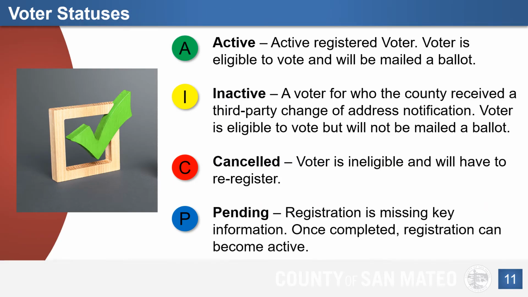Active registered voter: voter is eligible to vote and will be mailed a ballot. Inactive: a voter for whom the county received a third-party change of address notification. Voter is eligible to vote but will not be mailed a ballot. Canceled: voter is ineligible and will have to re-register. Pending: registration is missing key information. Once completed, registration can become active.